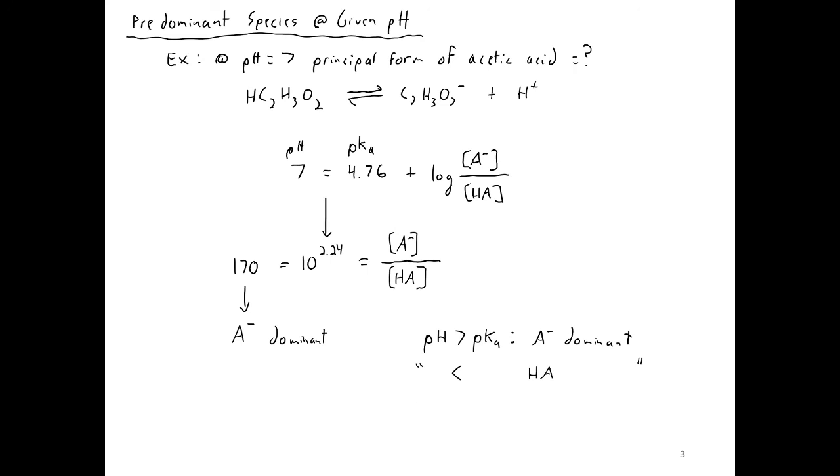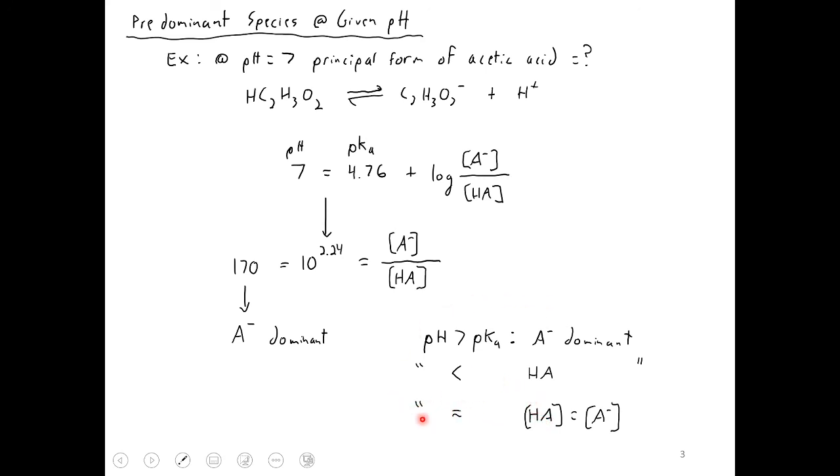And of course, if the pH is equal to the pKa, you should already know where this is going. Neither is dominant. HA equals A minus. They have the same concentration, and this is not the first time we've stressed the idea that when these two are equal, the pH and pKa are also equal.